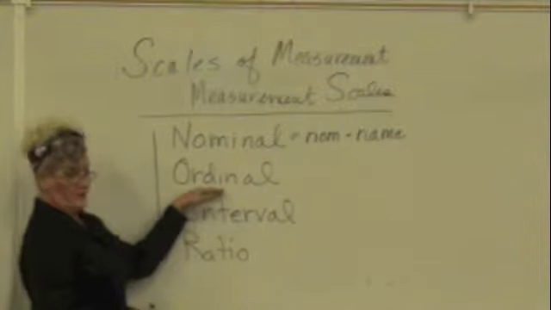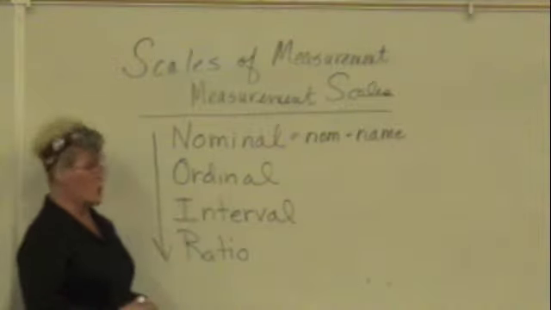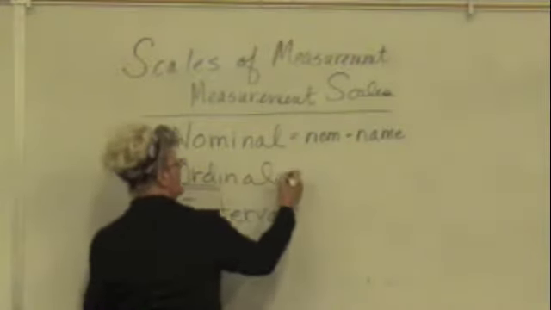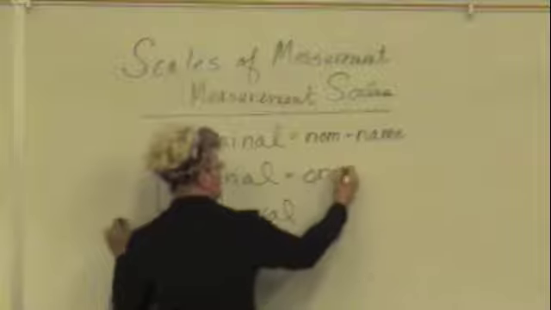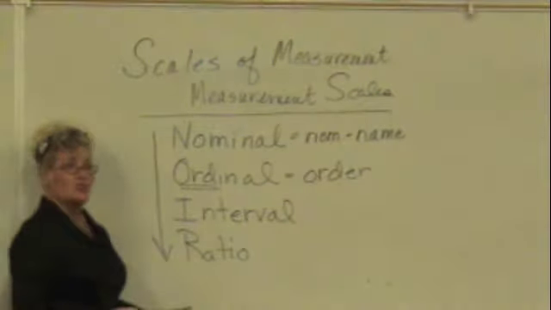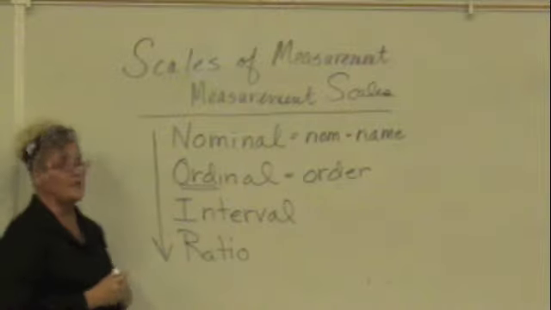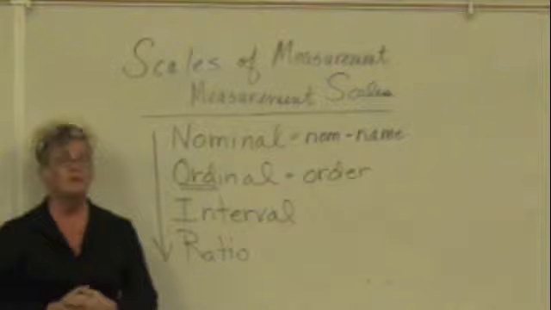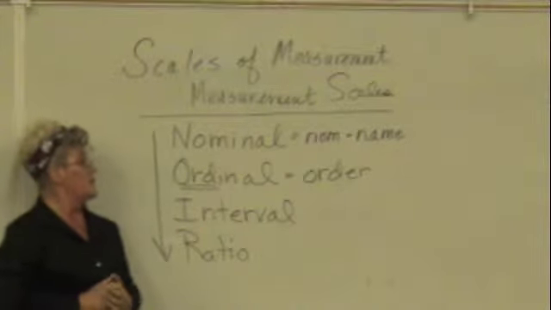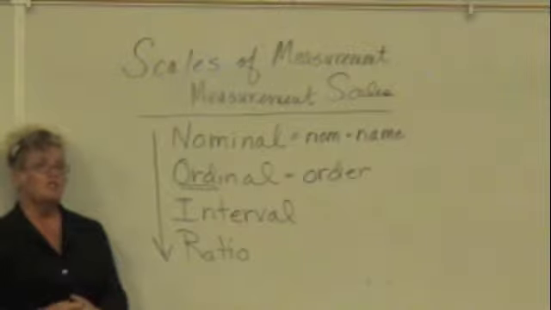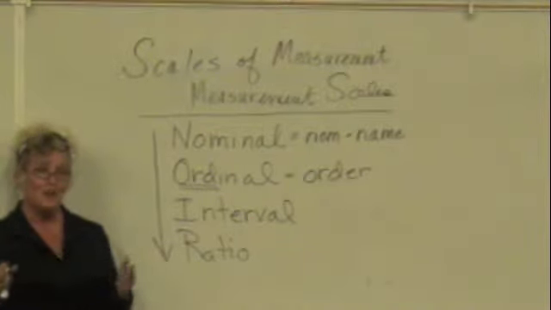Then we go to ordinal. Now this has to do with order, and it says it right there in the name. So think of this as always some kind of order. This can be first place, second place, third place. It can mean ABC, like alphabetical order. It can mean I'm first in line, second in line, third in line. But there's no indication of spacing in the order or how far apart they are.